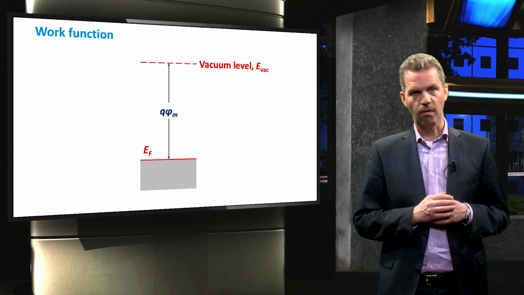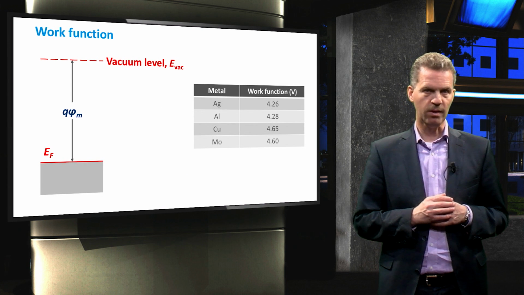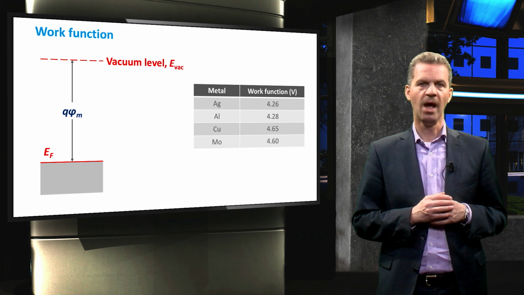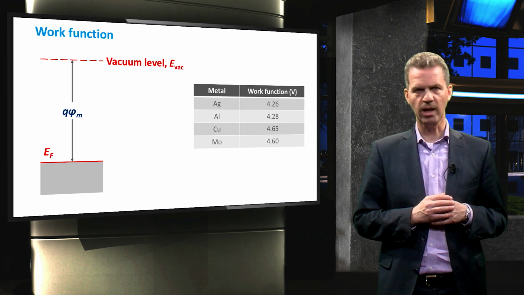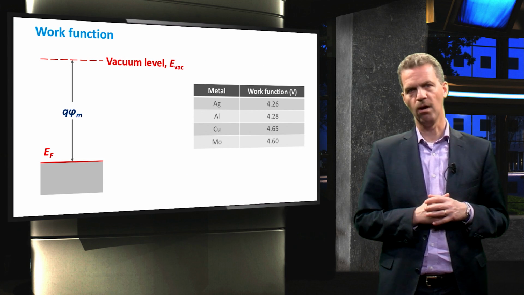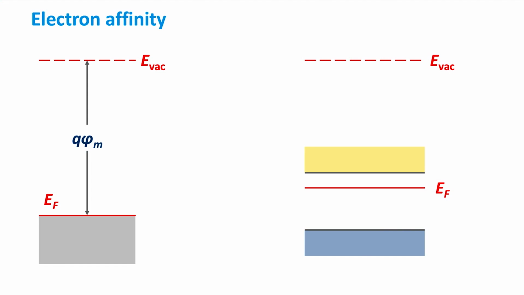The work function of some relevant metals for PV are shown in this slide, and you can see that values range from about 4 to 5 volts. Now we have a way to characterize a metal in the band diagram. We also need to look more closely at the semiconductor material. Therefore, we first draw the band diagram of a semiconductor, as an example in this slide an N-type semiconductor, and include the vacuum energy level.